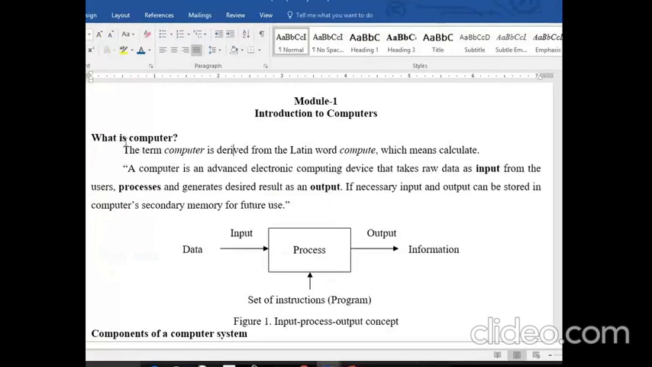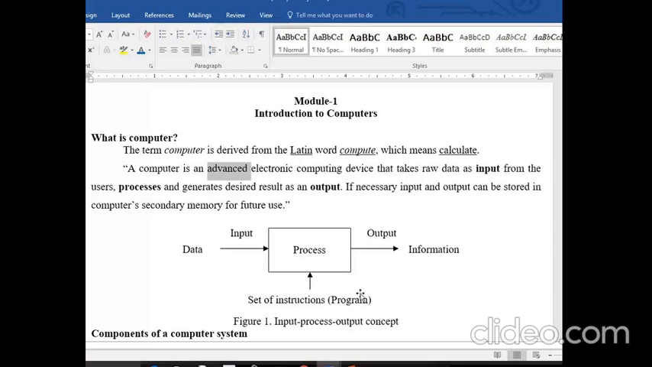Sir, first of all, I will tell you that the term computer is derived from the Latin word compute, that means calculate. Excellent. You are so clever. He is using words like Latin word, and compute means calculate. Next, a computer is an advanced electronic computing device. It takes raw data as an input from the users, processes it, and generates the desired result as an output. If necessary, input and output can be stored in computer secondary memory for future use.